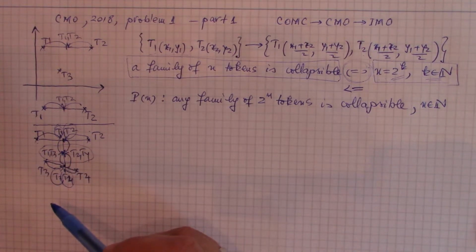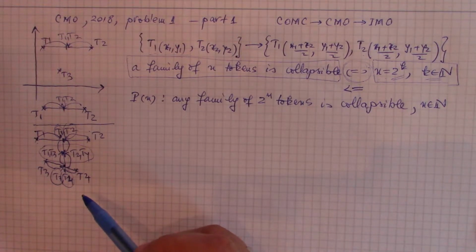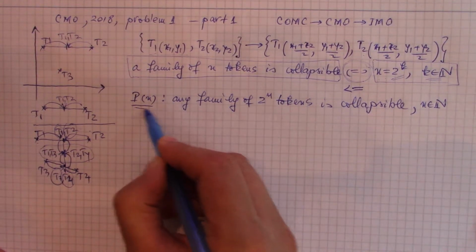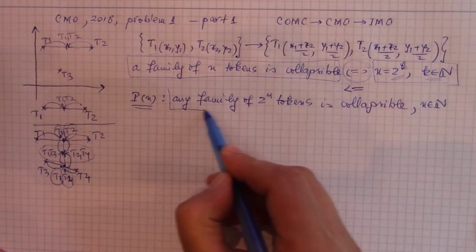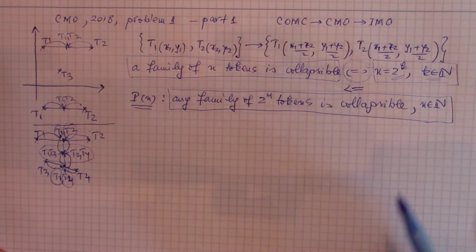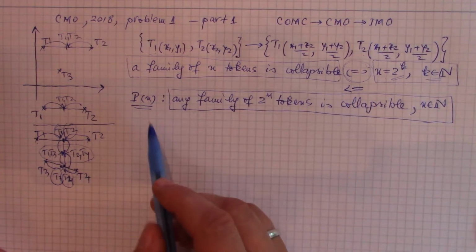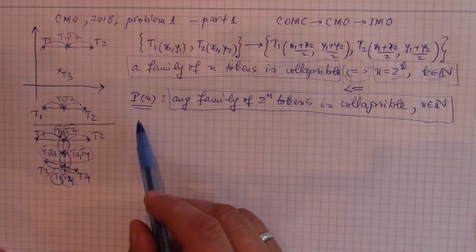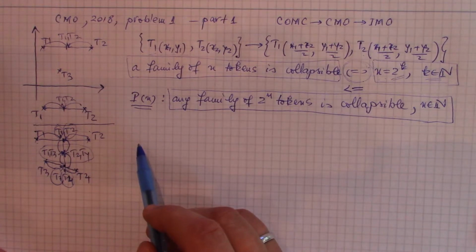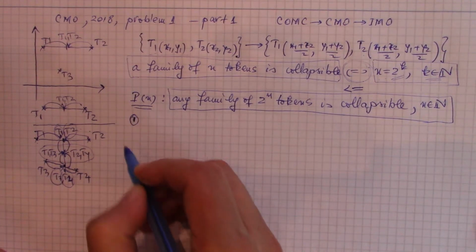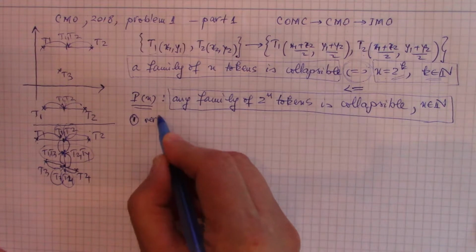So what I will do is solve this problem by setting up a mathematical induction. I would say P of n is this particular sentence: any family of 2 to the power of n tokens is collapsible. This is my statement, and I will try to prove that this statement is true by using mathematical induction. As discussed in a previous video, mathematical induction involves 2 steps. Step number 1 is typically called the verification step.